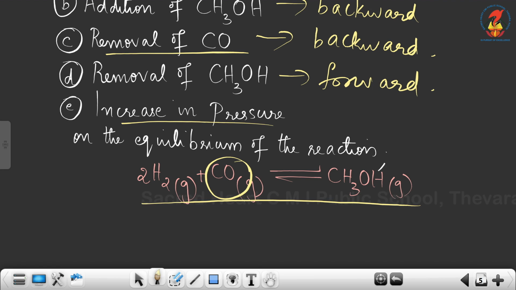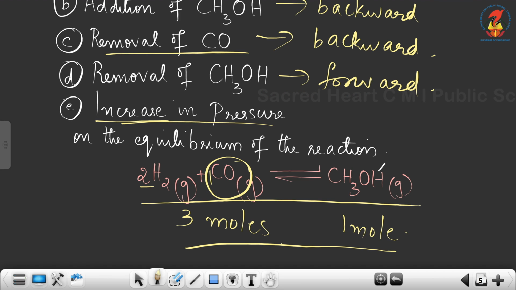Now the last is increase in pressure. Whenever we discuss increase in pressure, first we have to check the number of moles. Here on the reactant side we have 2 plus 1, 3 moles, and on the product side we have only 1 mole. Now the question is increase in pressure. If I increase the pressure, then the equilibrium will shift in that direction in which the total number of moles decreases. So here the number of moles decreases in the forward direction, that is 3 moles to 1 mole.